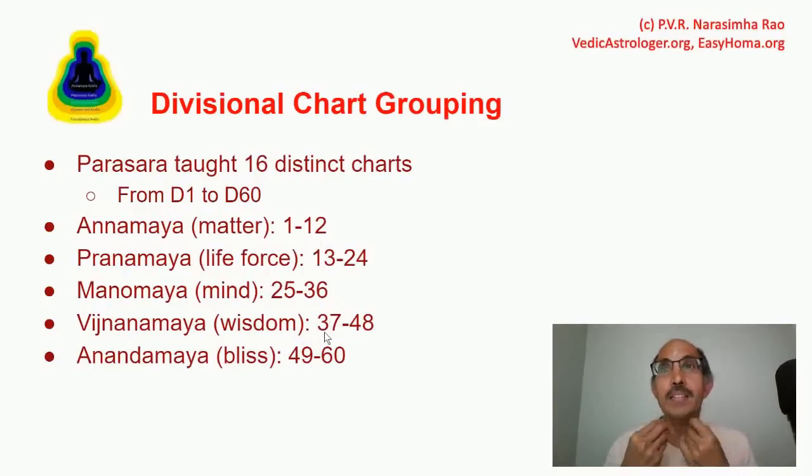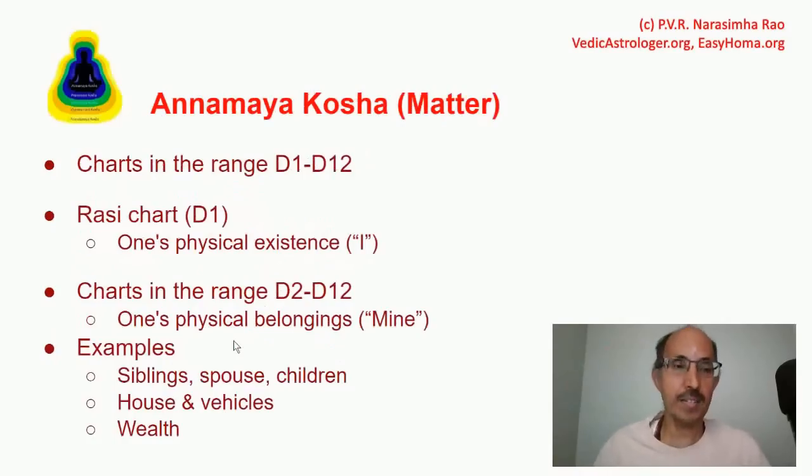Basically, the matters that they throw light on are operating mainly at the vijnanamaya kosha level. And then finally, the chart that is in the 49 to 60 range, the final harmonic, the fifth harmonic, that chart, there's only one chart, by the way, covers the anandamaya kosha. That is basically my direction, and I will go through each of those and talk about those charts.